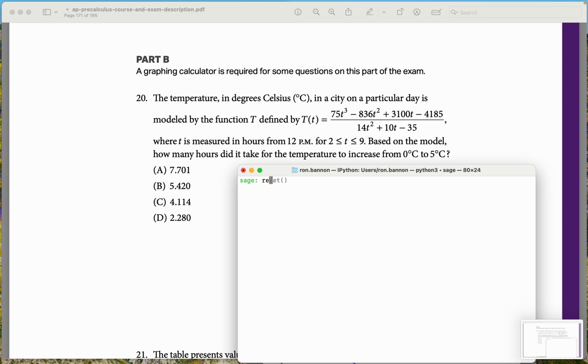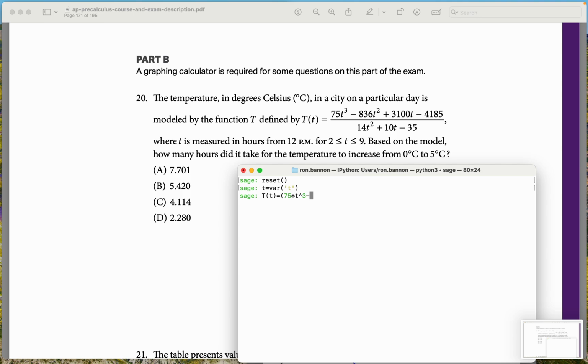So the first thing is to reset, and you should be doing that with your TI anyway, each time you start a new problem. I'm going to define a variable t. Now, you don't have to do this on a TI, but let's type in the function now, and that function is T of t. Sorry about that. And what's that equal to? Well, it's a quotient, and it's going to be 75 multiplied by t to the third power.